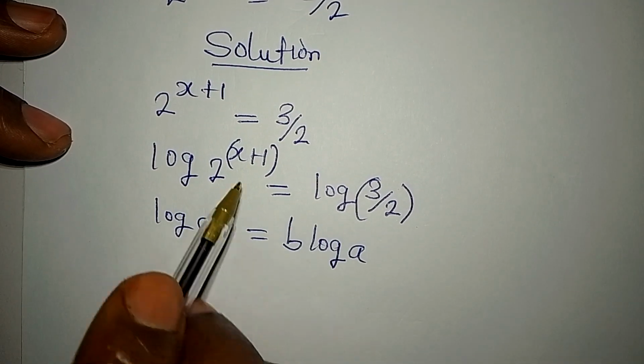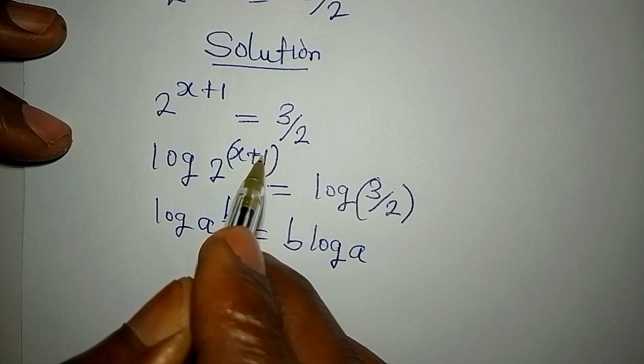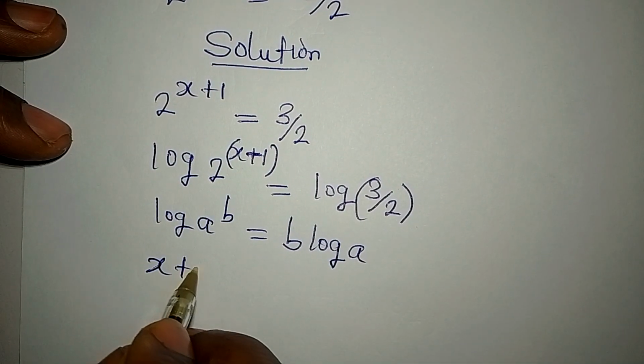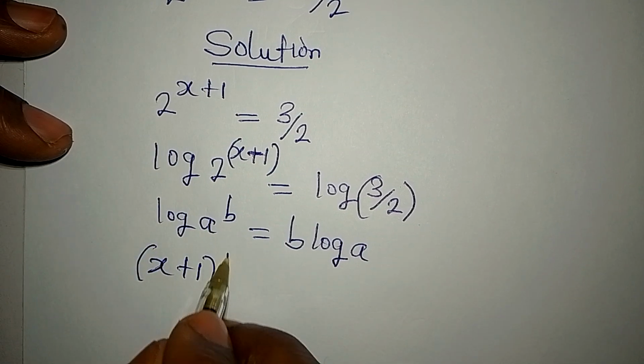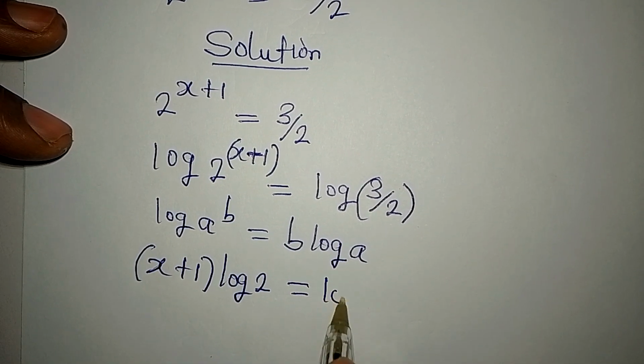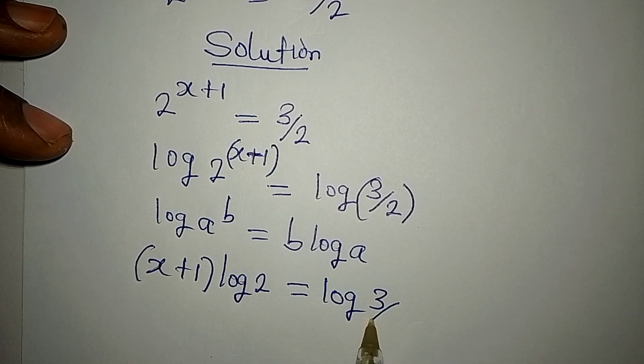So this means that x plus 1 is the power, so it comes to multiply log 2. x plus 1 is the power and it multiplies log 2. And this will now be equal to log 3 over 2.